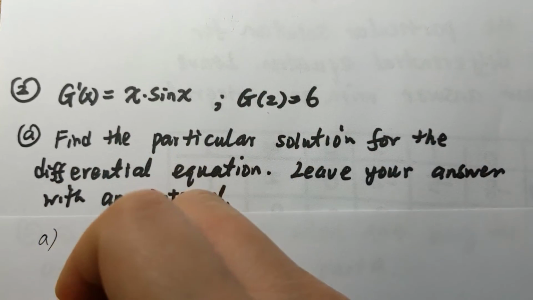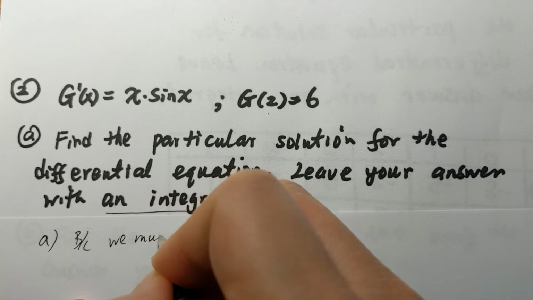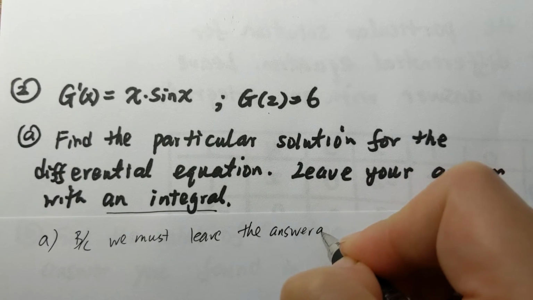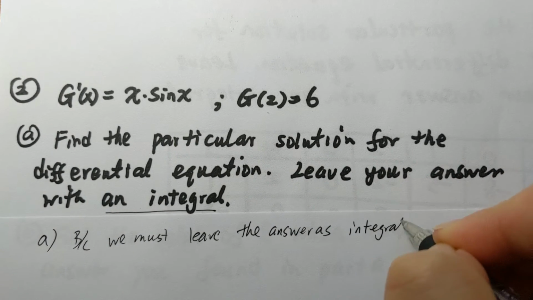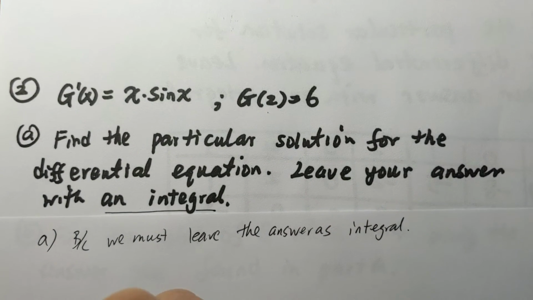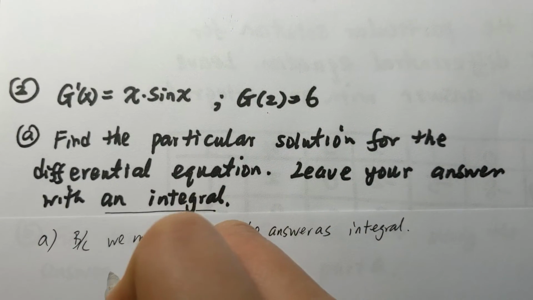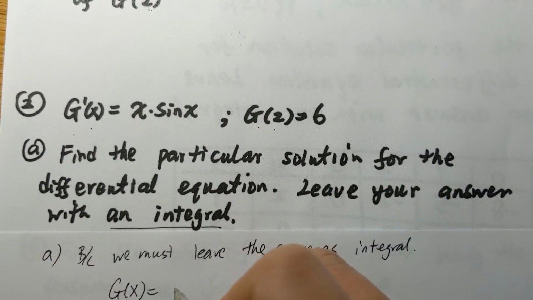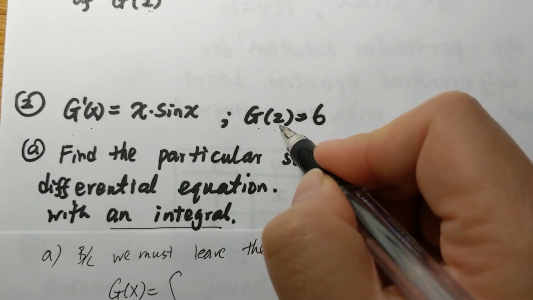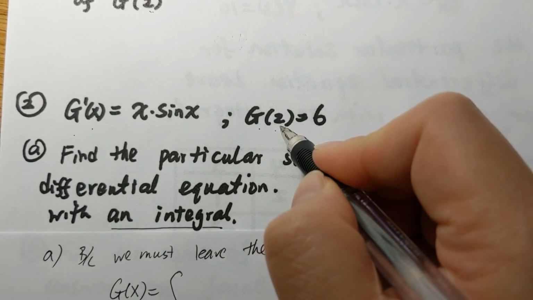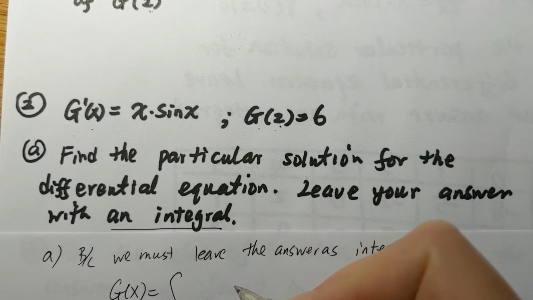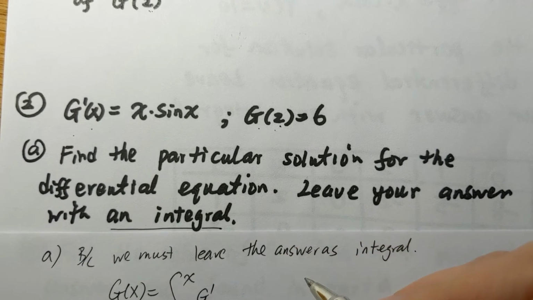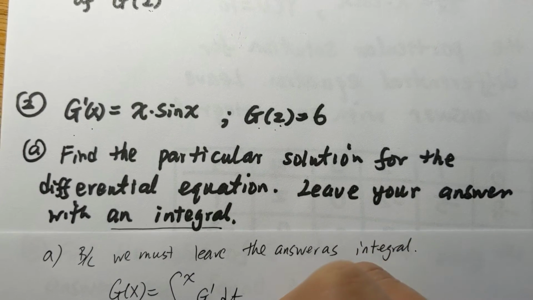So part A. Because we must leave the answer as an integral, your final answer has to have an integral. So now we are going to put g of x, because the function is g prime and g. The integral, 2 is our initial condition, so I have to put 2 over here. And then this is x, so I put x. I'm going to put g prime and dt. You can put g prime of t.